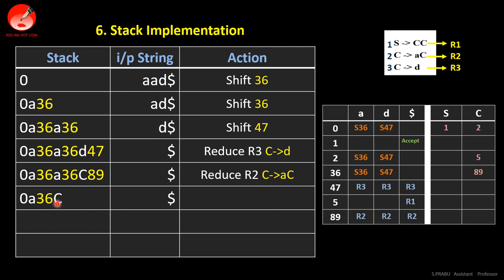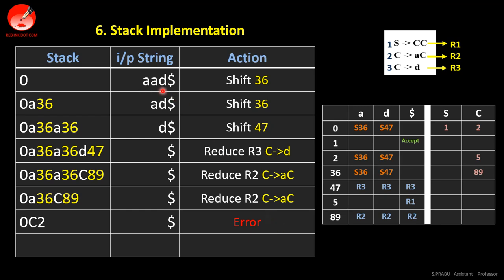Compare 36 and capital C. 36 and capital C is 89. Compare 89 and dollar. 89 and dollar, again reduce 2. Reduce 2 means you remove the 4 elements and put capital C instead. Compare 0 and C. 0 and C is 2. Write 2 here. 2 and dollar. For 2 and dollar, there is no entry in this parsing table, so you write an error message.